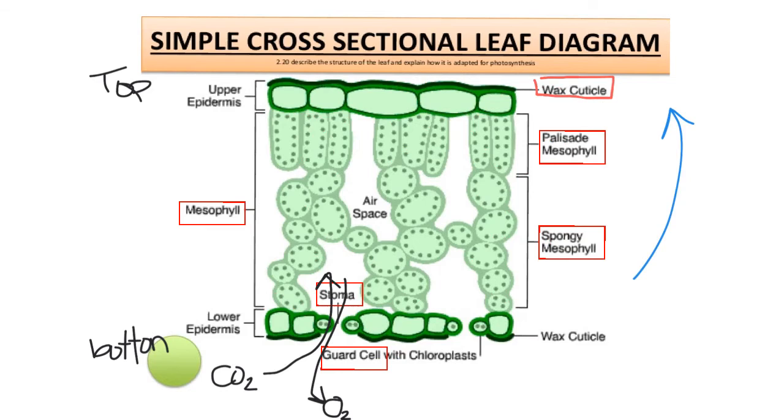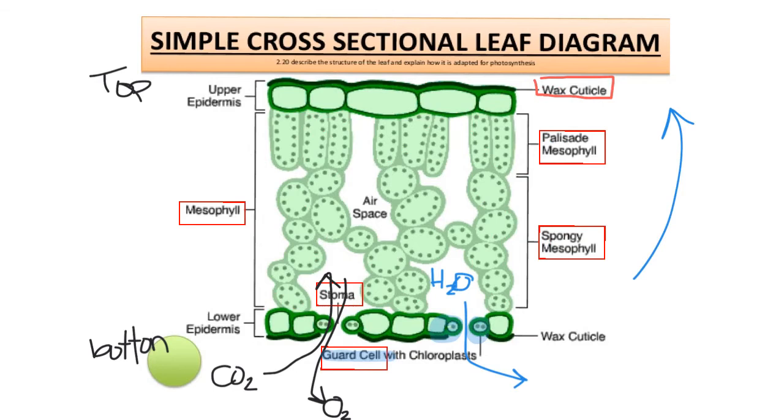Now, the downside of this opening is that water can also escape out this opening. So H2O can also escape. And what we have are little guard cells. We have little guard cells on either side of the opening of the stoma. And these guard cells will regulate when the stoma is open versus closed. And that helps to limit the amount of water loss.